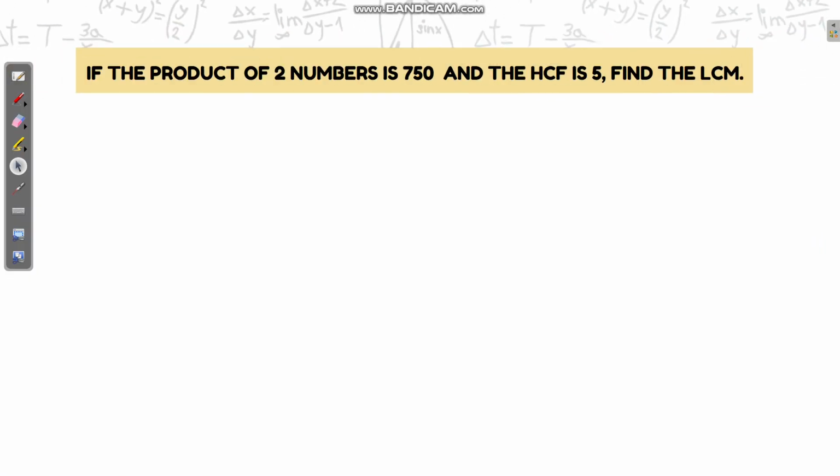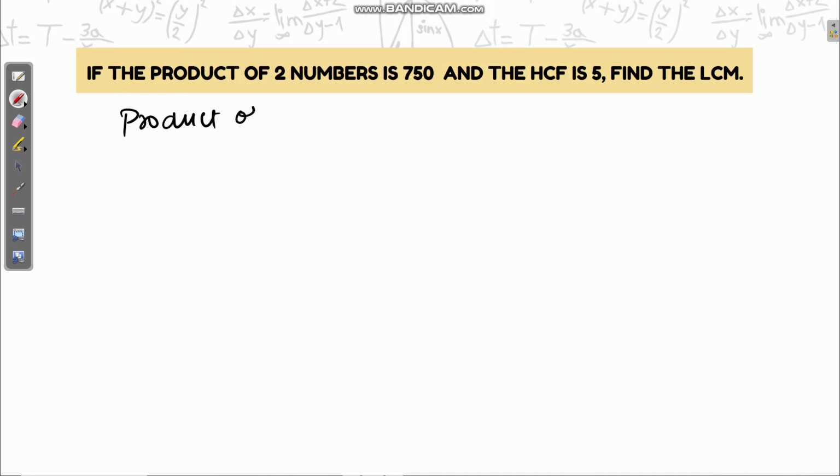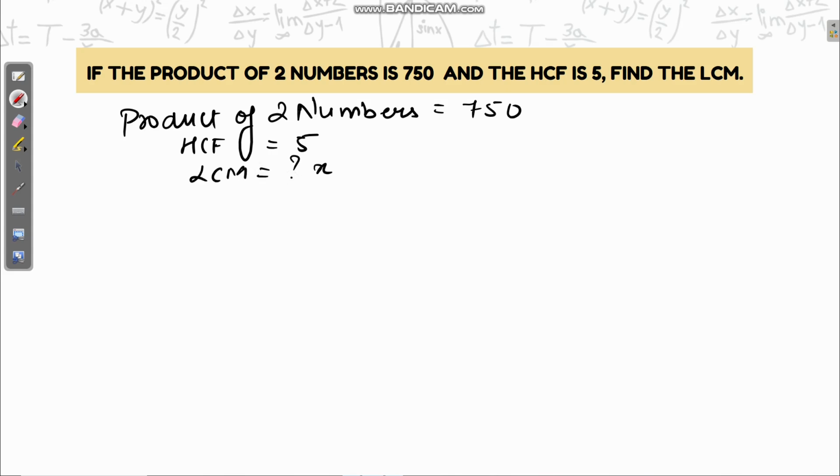The first question: if the product of two numbers is 750 and the HCF is 5, find the LCM. First we need to write down what is given to us. The product of two numbers is 750, and the HCF is 5. We have to find the LCM, so we don't know the LCM, that's a question mark or X.